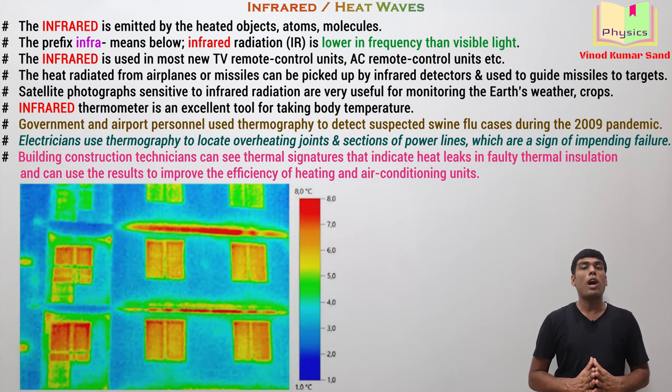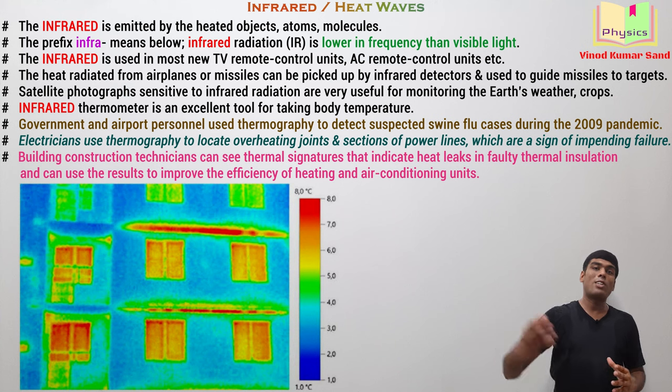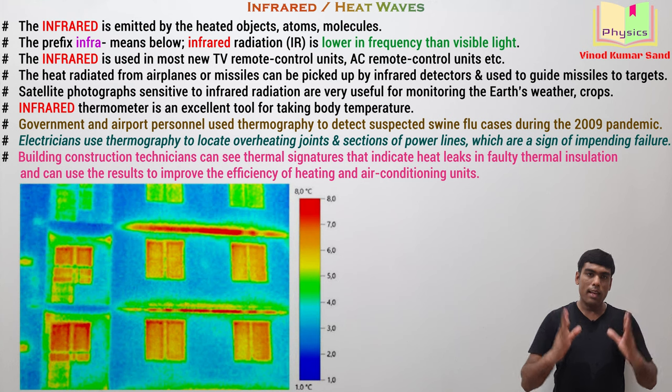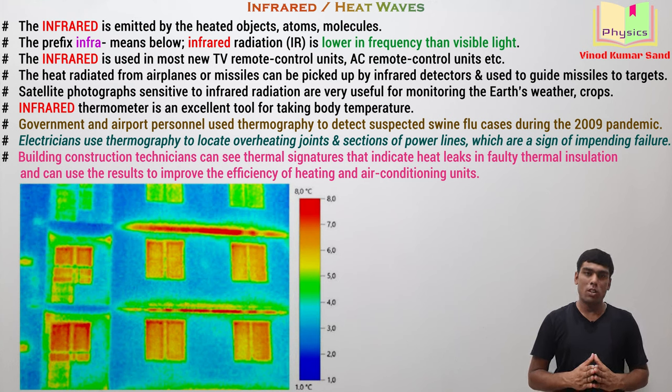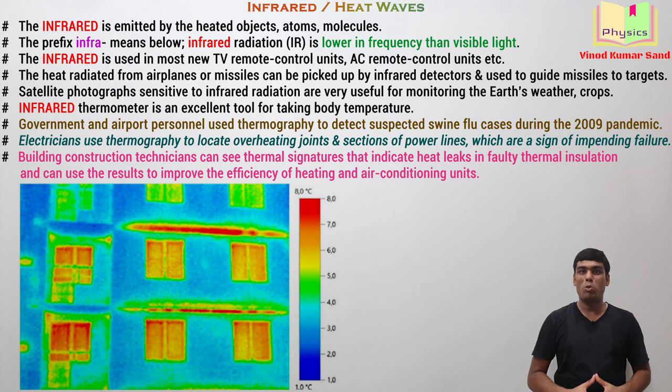Using the thermograph of a home, the engineers come to know from where the energy is leaking out, from where the heat is leaking out of the home. They can then provide better thermal insulation. Got it? Here you can see the different colors. Mostly the energy is leaking out from the windows, meaning windows require better heat insulation.